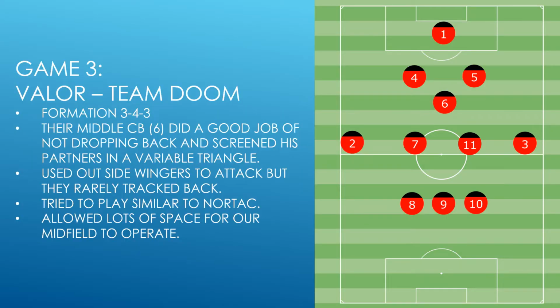Our final team, the VALOR Team Doom, was game 3. They ran a 3-4-3, so that means they had a back 3. Their middle center back, which I called the 6 here, did a pretty good job of not dropping back and screened his partner in a variable triangle, which means sometimes they were a flat back 3, and sometimes he would go forward to kind of screen the 4 and the 5. It worked for the most part.